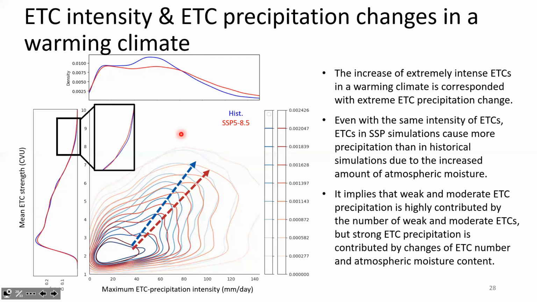This research implies that the weak and moderate cyclone precipitation could be contributed by the number of weak and moderate cyclones. But the strong precipitation could be contributed by both changes of cyclone number and atmospheric moisture contents in a warming climate.